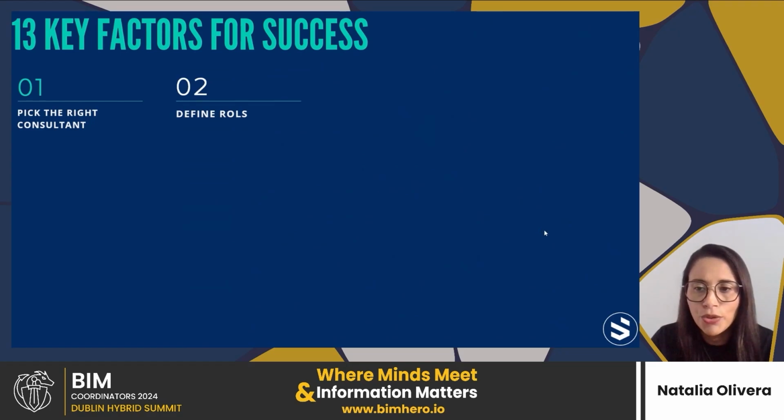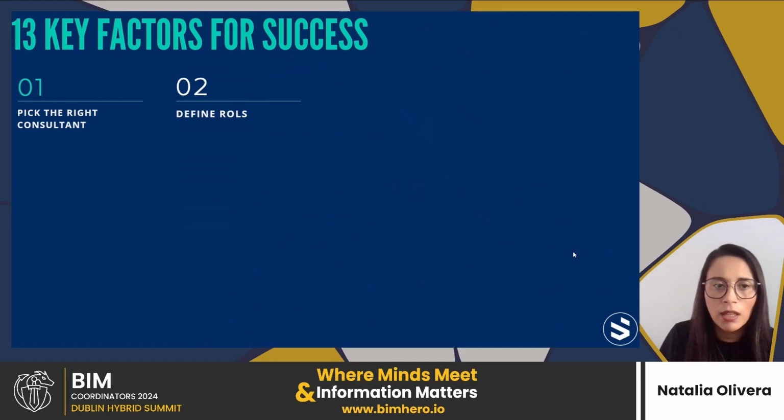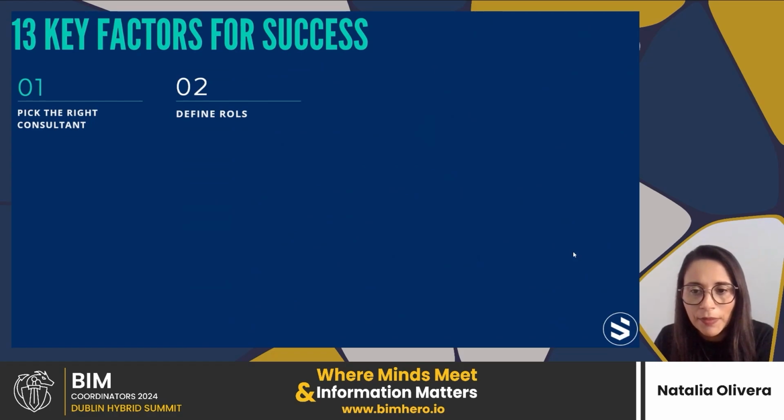Then define the roles. It's a good idea to choose one or more managers to be the main contact between the consultant and the company. So they will have to coordinate everything from both sides. If it's possible, offer a reward to this manager for leading the project, because this will help make the project more successful.